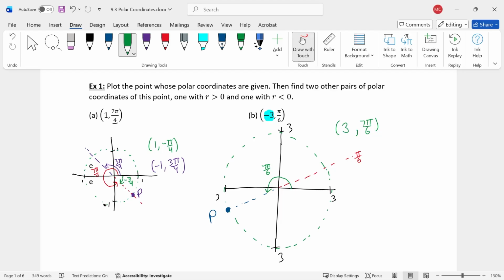Now, if we'd like another version of this point with a negative radius, we could get that by taking the negative angle. So from here and rotating backwards. The negative angle that's coterminal there is negative 11 pi over 6. And we can get that by just taking negative 2 pi plus pi over 6. So this point would be negative 3, negative 11 pi over 6.